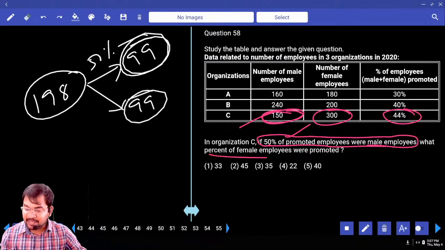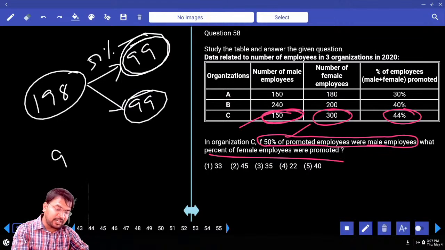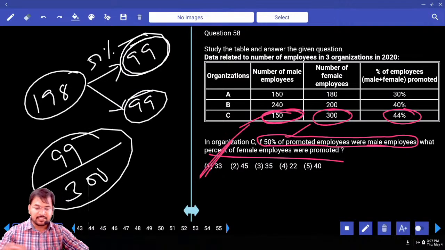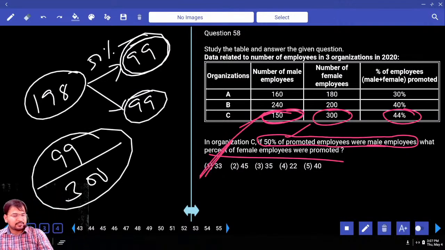They're asking how much percentage of females are promoted. Promoted females are 99, available females are 300. So your answer is 33%. 198 total were promoted, and among them 99 are male.